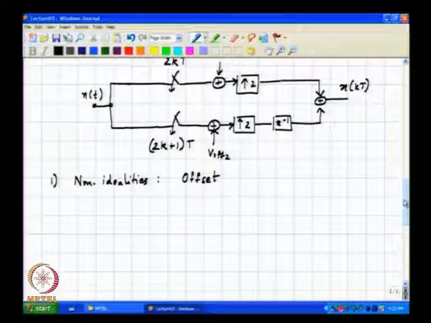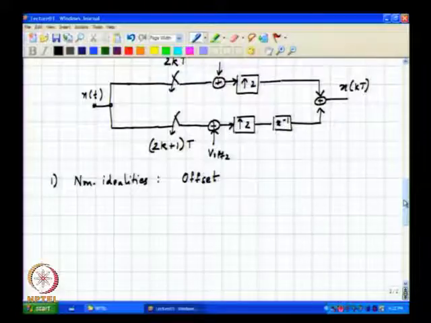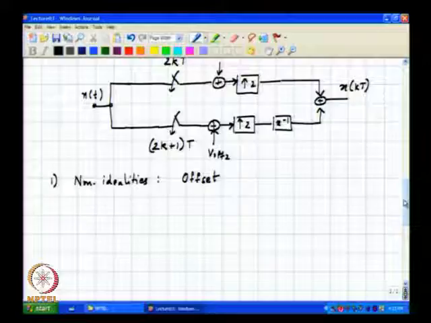If both channels had the same offset, what would you see? You would see a constant DC value of V offset. Now, if both channels had different offsets, V offset 1 and V offset 2, what would you see?